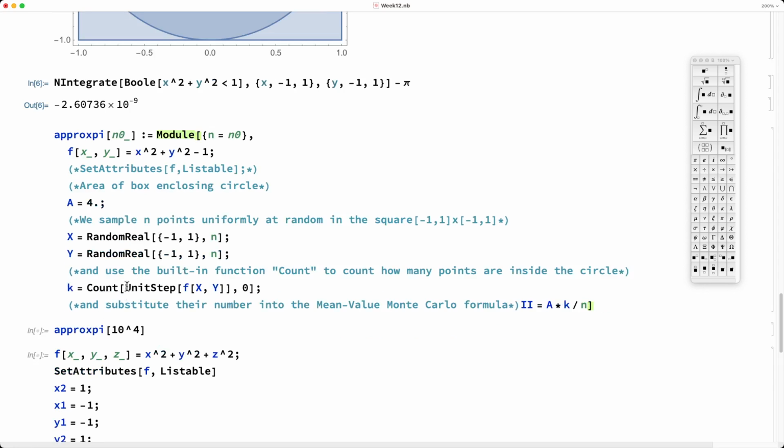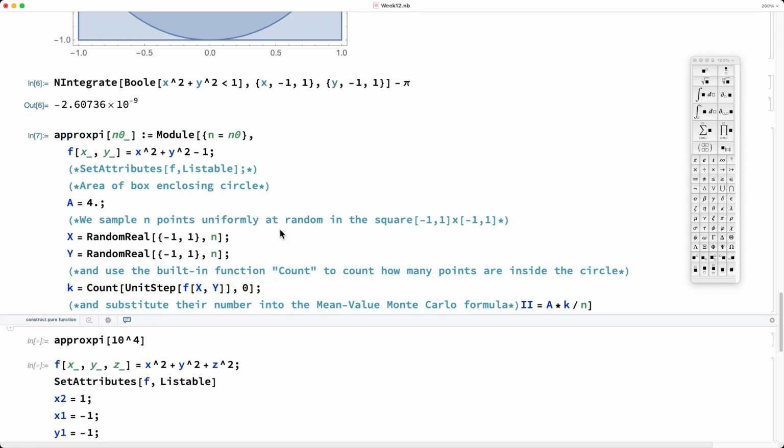And then we will count how many of those samples are inside the circle. So again, I'm using UnitStep. Here I subtracted 1 from x squared plus y squared. So then I know that if this function is positive, then I'm outside the circle. If this function is negative, then I'm inside the circle. So if I apply UnitStep here and UnitStep is 0, that means the function is negative. So I'm inside the circle. So I'm going to count how many times I am inside the circle here. So this is what I'm doing here.